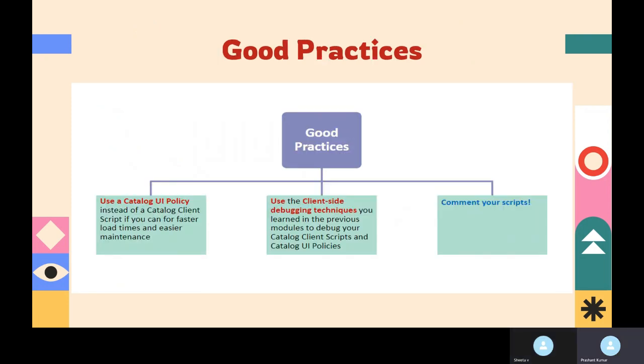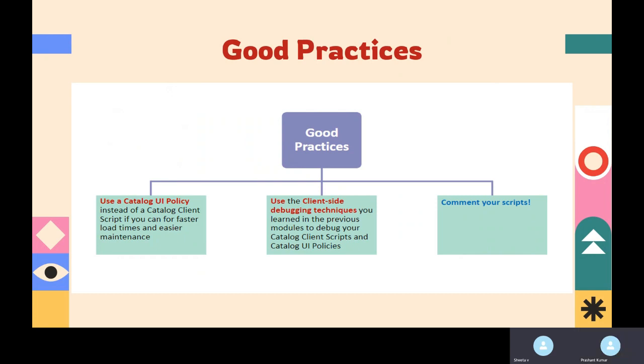Now we can see what the good practices are if we talk about catalog UI policy and catalog client script. We have to use a catalog UI policy instead of a catalog client script if you can, for faster load times and easier maintenance. This is the same as we use in general forms. So this best practice is the same for both places, whether we are talking about a catalog item or normal forms or tables.